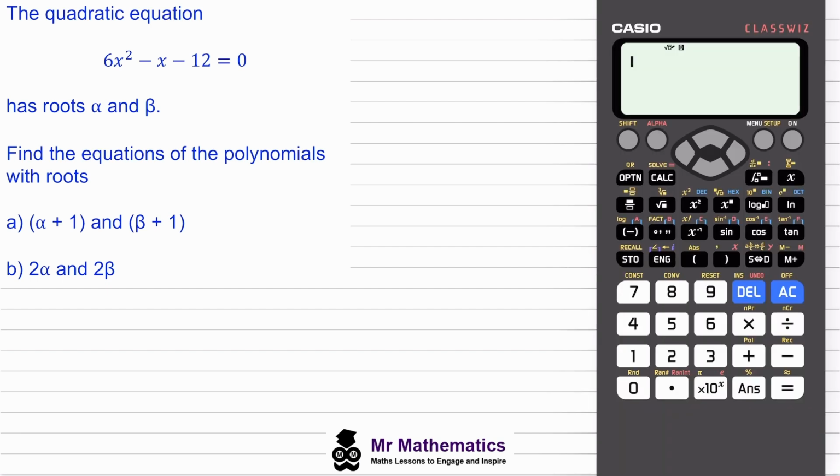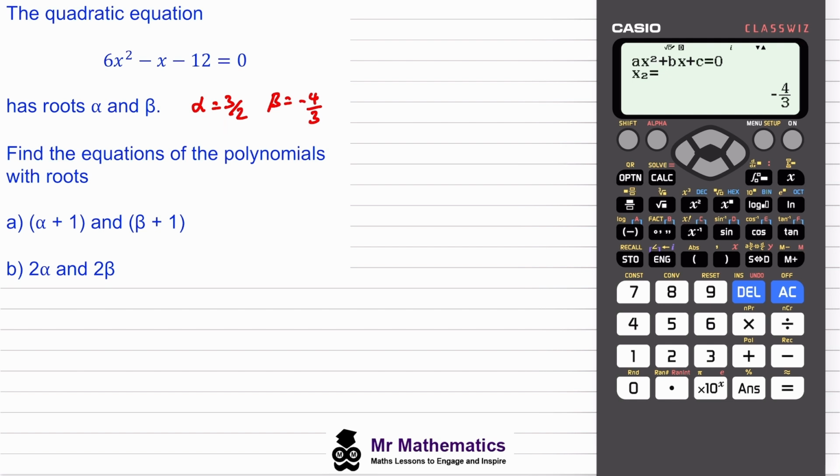calculator. So if we go into menu, then we want the equation solver, we want option 2 for polynomial, we want 2 degree, the coefficient of x squared we know is 6, the coefficient of x is -1, and the constant is -12. So we can see that we have two roots. Alpha, we'll say, is 3/2, and beta is -4/3.